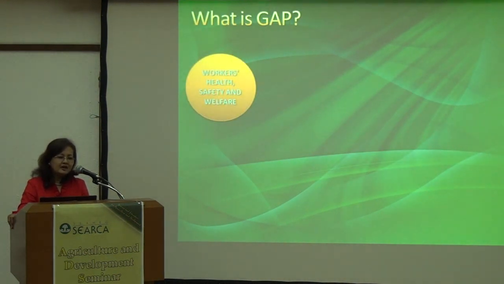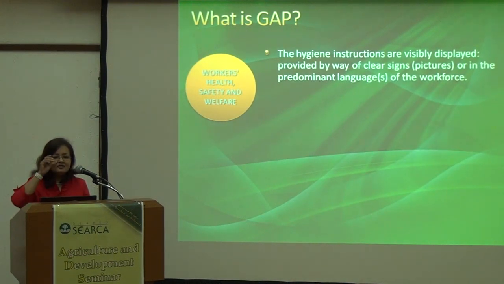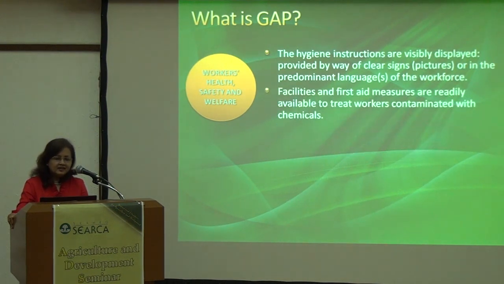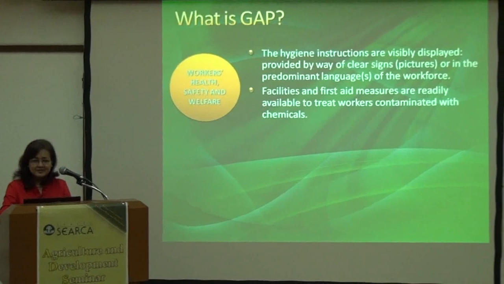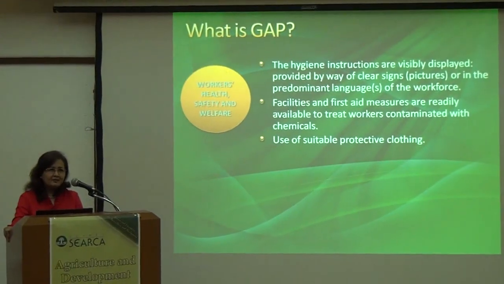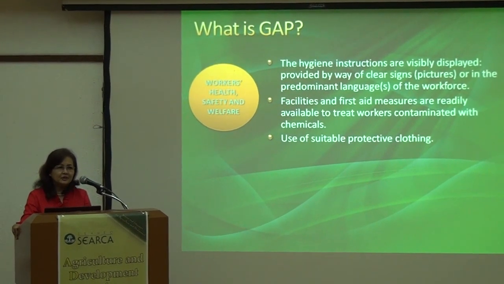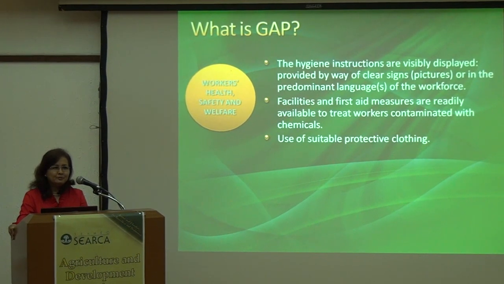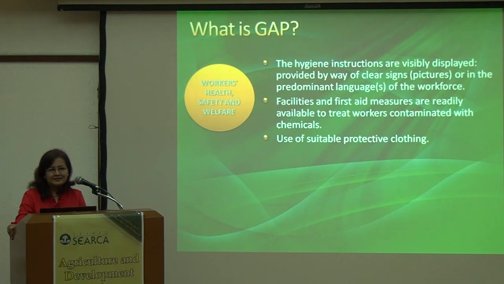Another element, workers' health, safety and welfare. The practices that are required, among others, are hygiene instructions visibly displayed, provided by way of clear signs or even pictures, or they should be in the predominant local language. Facilities and first aid measures are readily available. Normally, in a farm, you don't have this. Most of our farmers do not have this, especially the small farms. And of course, when you spray chemicals, you need to be in suitable protective clothing. Goggles, hat, long sleeves, boots, face mask, all the works.